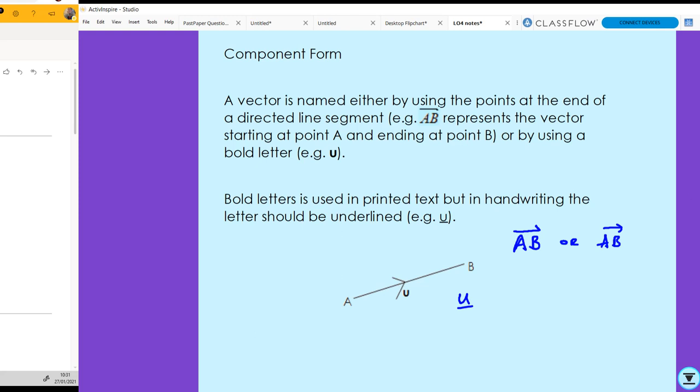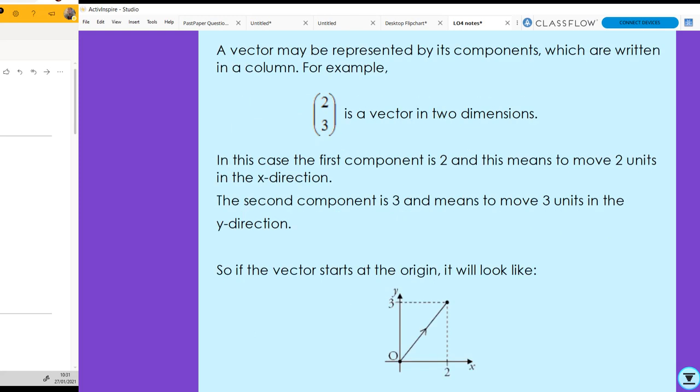I said there's a third. The third is something called component form. And that's where a vector is represented by values written in a column. So this example here, 2, 3 is a vector in 2 dimensions. The first component of 2 represents an x value. So it's called an x component. You would move 2 units in the x direction. Whereas the 3 represents a y value. It's the y component, and it means you're moving 3 units up in the y direction.